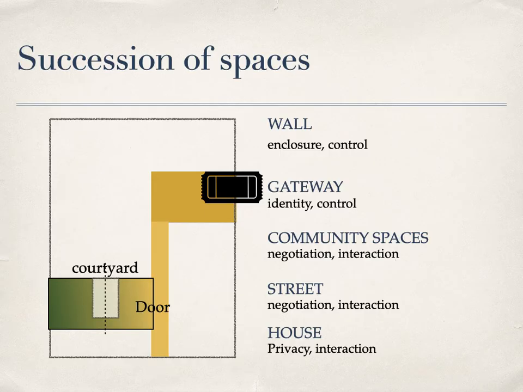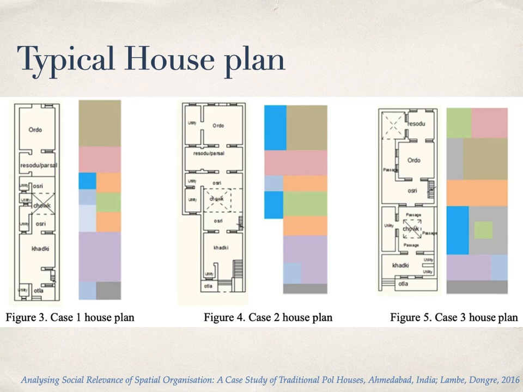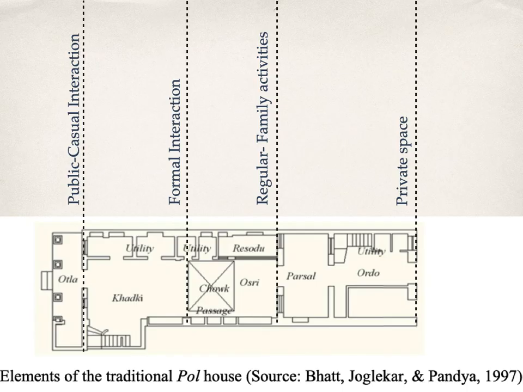The negotiation from the public road to the private space is done through various architectural elements like the gateway, community spaces, streets, threshold, and the courtyard. The wall and the door are essentially defendable elements to be used when there is a threat to safety. This is a typical plan of the pole house. We see that all houses follow the same template with minor variations.